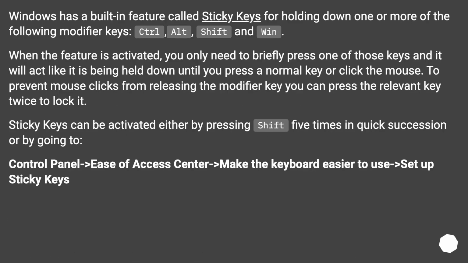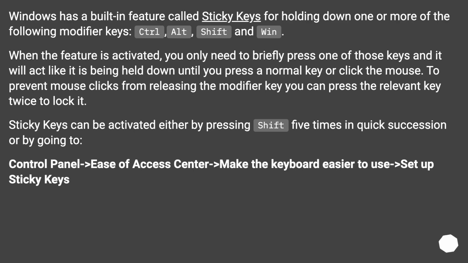Windows has a built-in feature called sticky keys for holding down one or more of the following modifier keys: Ctrl, Alt, Shift and Win. When the feature is activated, you only need to briefly press one of those keys and it will act like it is being held down until you press a normal key or click the mouse. To prevent mouse clicks from releasing the modifier key, you can press the relevant key twice to lock it.